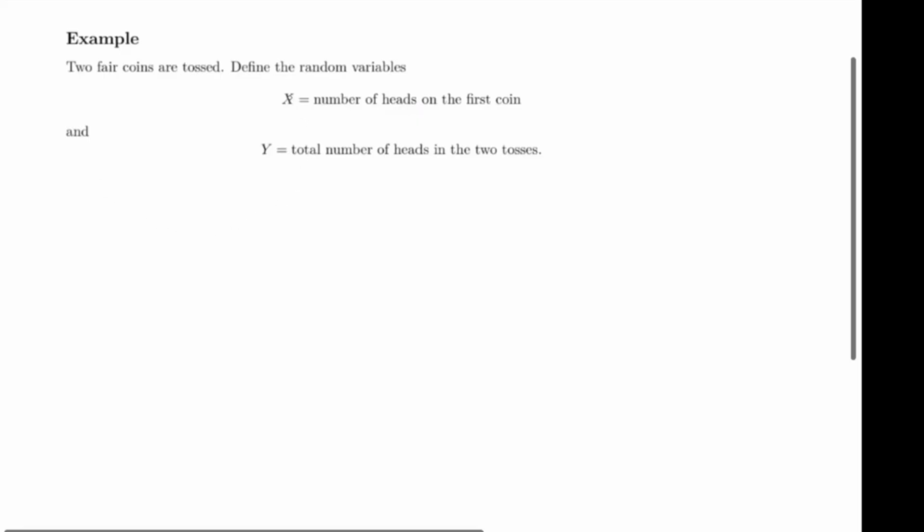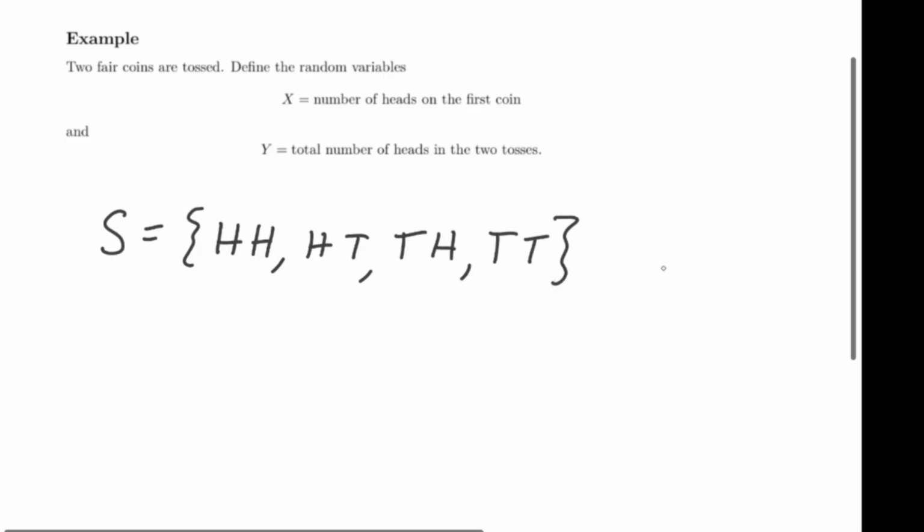So we're going to define X as the number of heads on the first coin and Y as the total number of heads in two tosses. So our sample space is tossing two coins, right? So one of the outcomes could be heads, heads. Another outcome could be, let's say, heads, tails. Another outcome could be tails, heads. And the last outcome, we could have tails, tails. So this is our sample space.